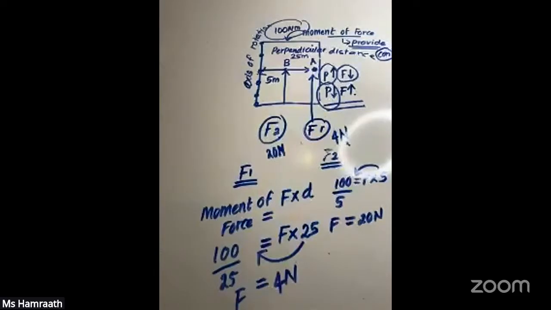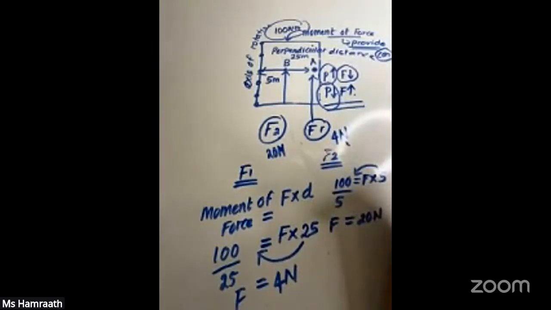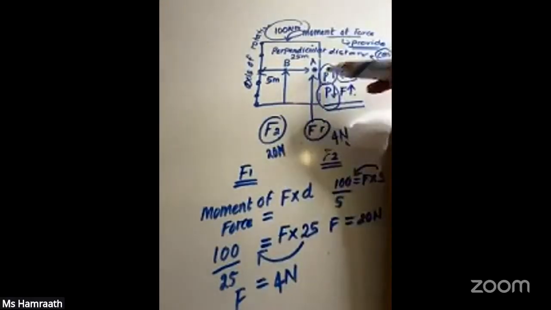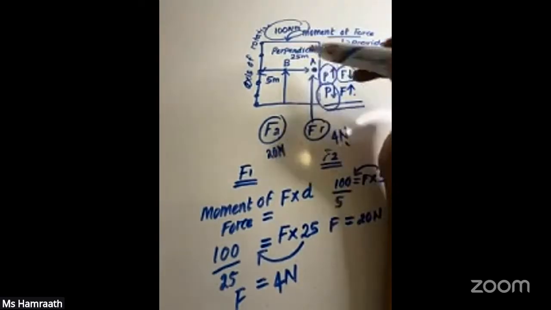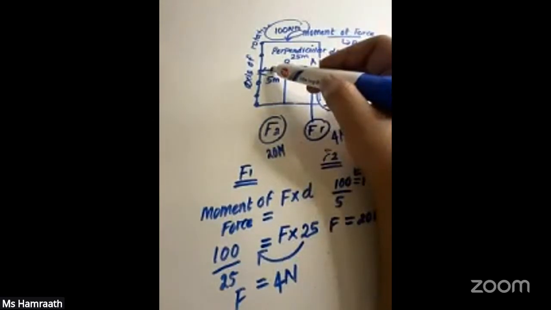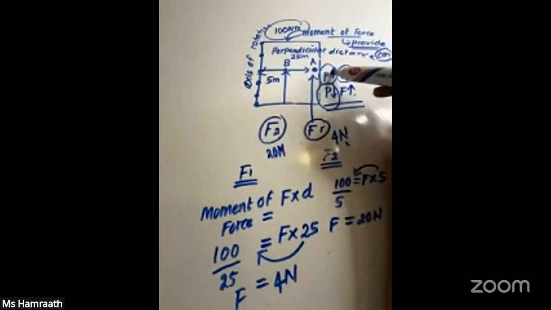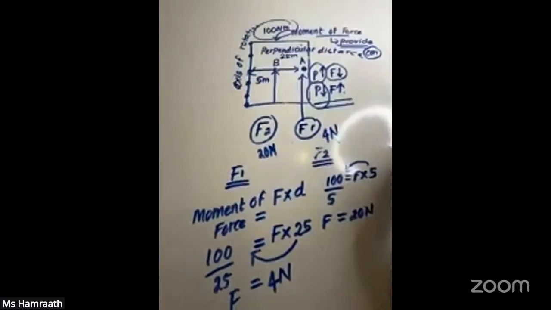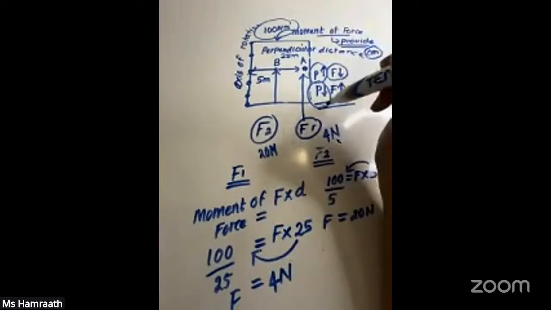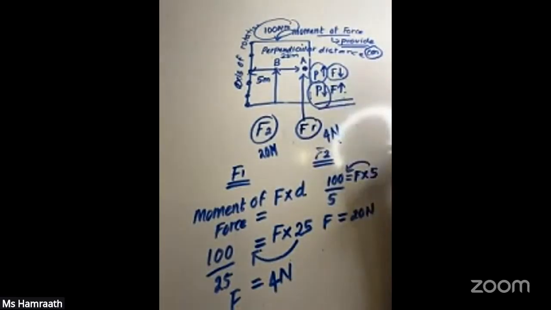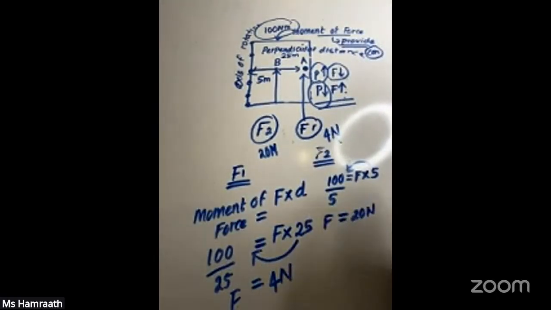I'll explain the question. Listen to me. Just understand that when the perpendicular distance is high, the force will be less. That's why the knob of the door is fixed at the edge of the door, not at the center and not closer to the axis of rotation. Why? When the perpendicular distance is high, the force is less. And if the perpendicular distance is less, the force is high. So now, what do you need to understand?